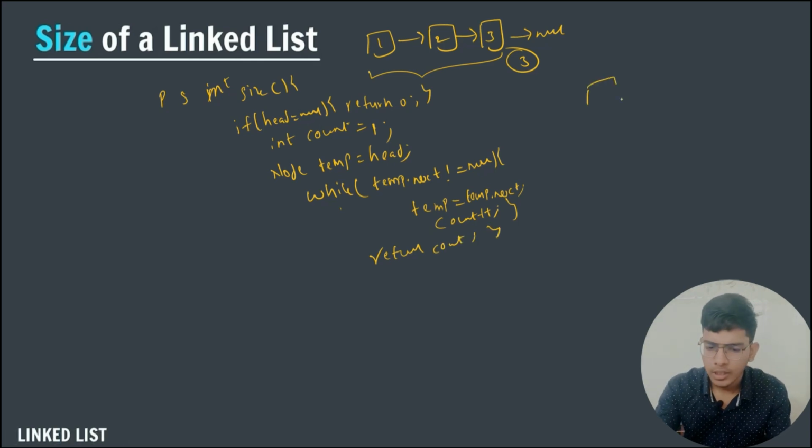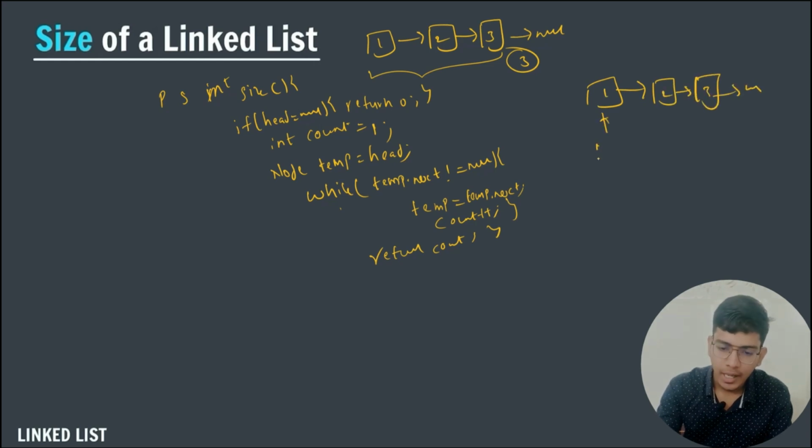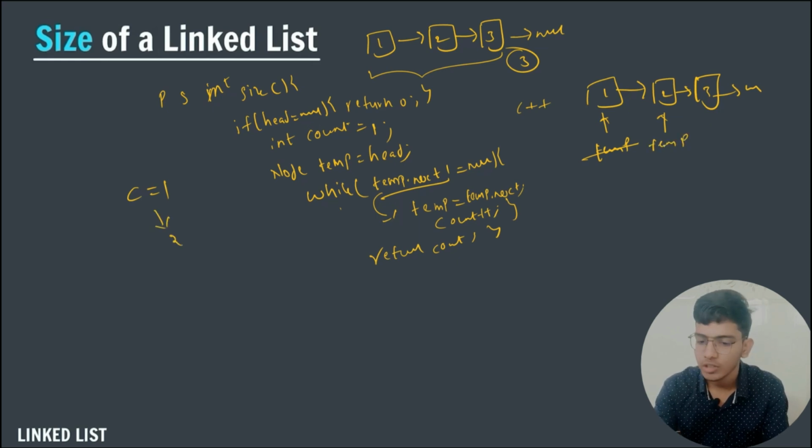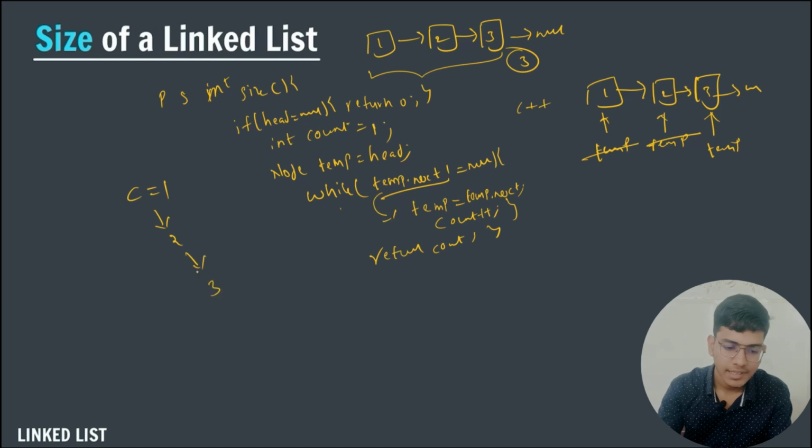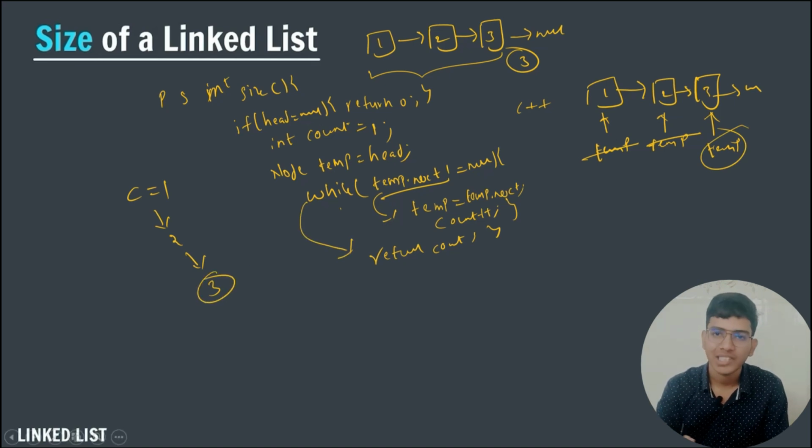So what is going on here? This is my linked list: 1, 2, 3 and null. This is my temp. Temp is nothing but my head. So initially c is equal to 1. While temp dot next is not equal to null, I will come inside the loop and change the temp value. After that, I will increment c++, so the c value will become 2. Now this is my temp, and temp next is not equal to null, so I will change temp, and temp will be this. So I will increment c to 3. After that, temp dot next is equal to null now, so I will come out of the loop and return the value 3. So this is how I can calculate the size of my linked list.